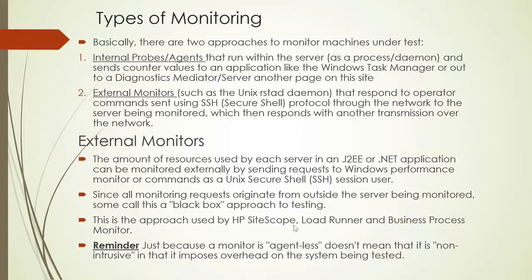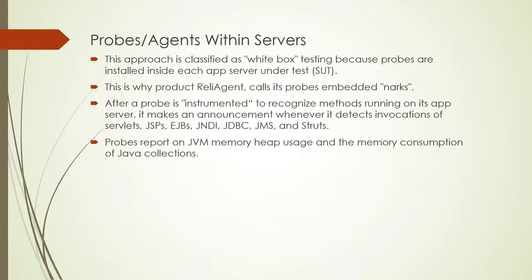Then we also discussed the internal monitors. What are the different types of probes and agents that can be used, and it is called a white box. We also discussed instrumentation, how the HP Diagnostics tool is instrumented, and how it can monitor the different types of JVMs, JSP and EJBs when the particular application server is targeted by the client.